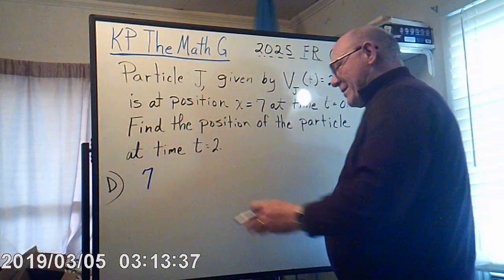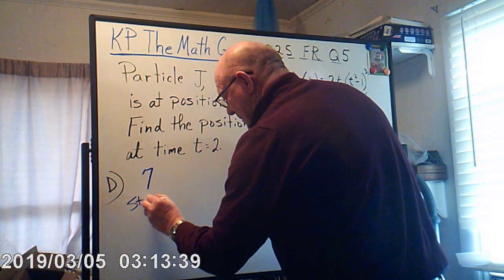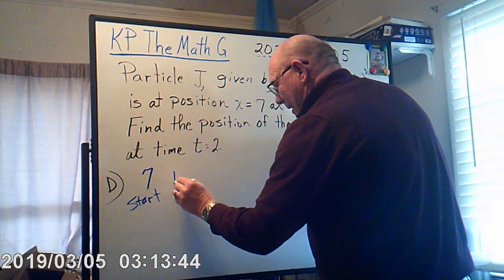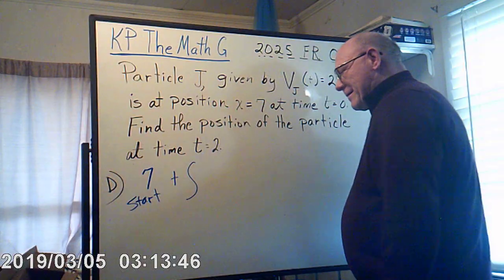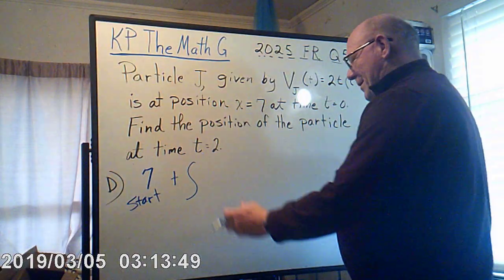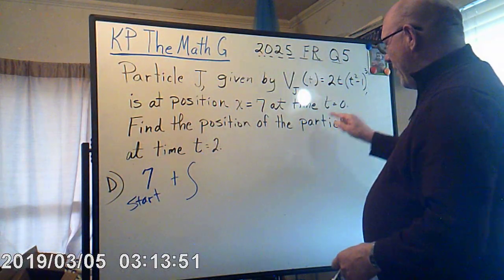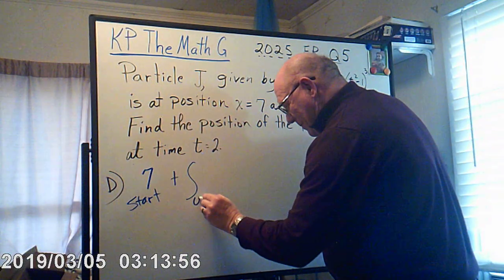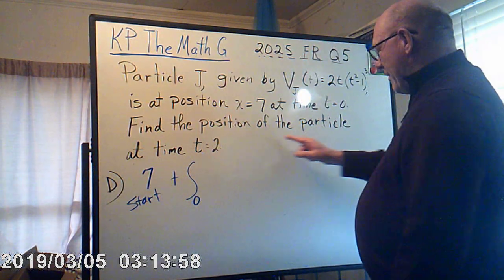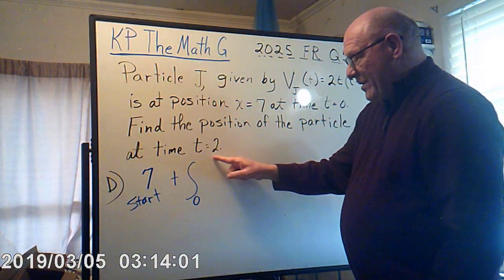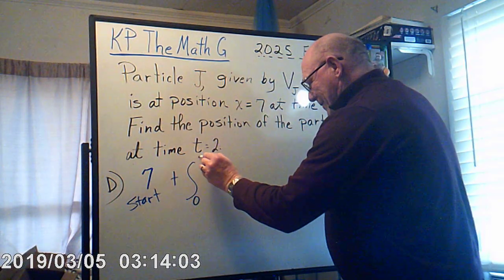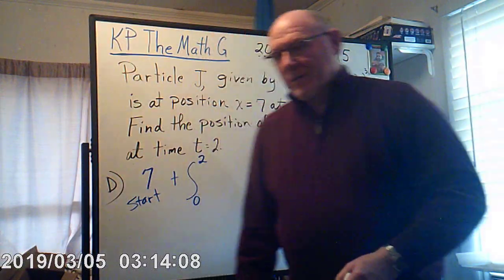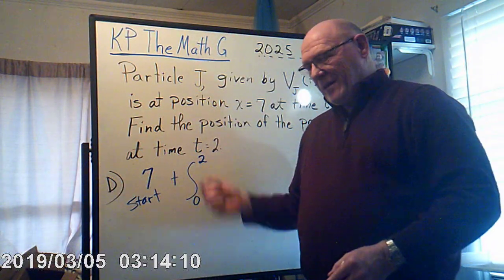Alright, anyway, you start at 7, so leave that alone. You're already there, starting there. Now you're going to integrate. Now, from what to what? Well, we know that it's starting at 7 at time t equals 0. We want to know the position of the particle at time t equals 2. So those are the limits of integration.